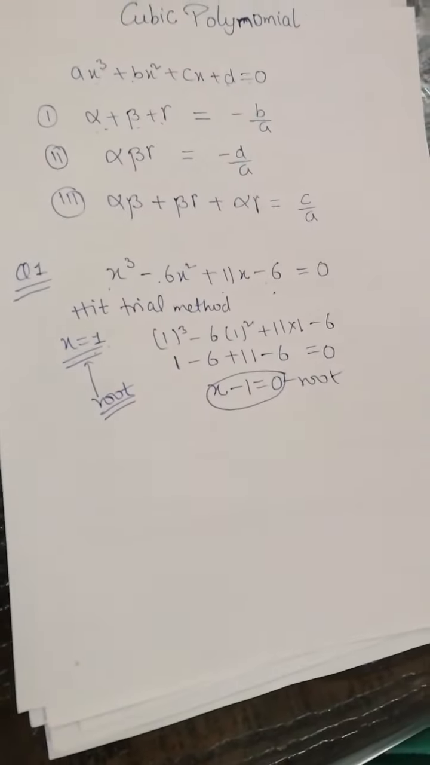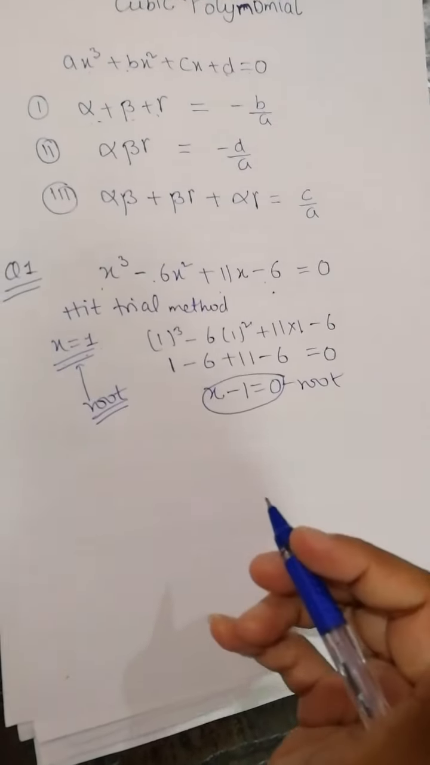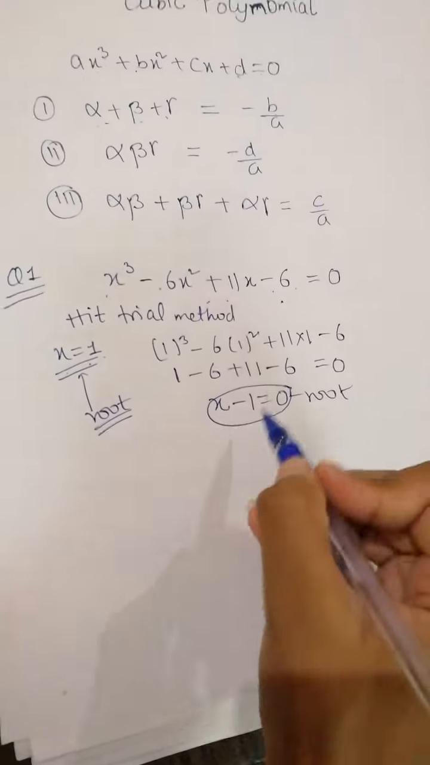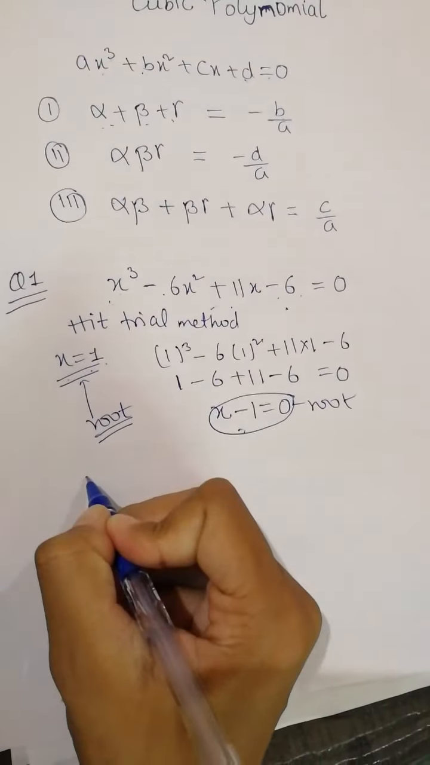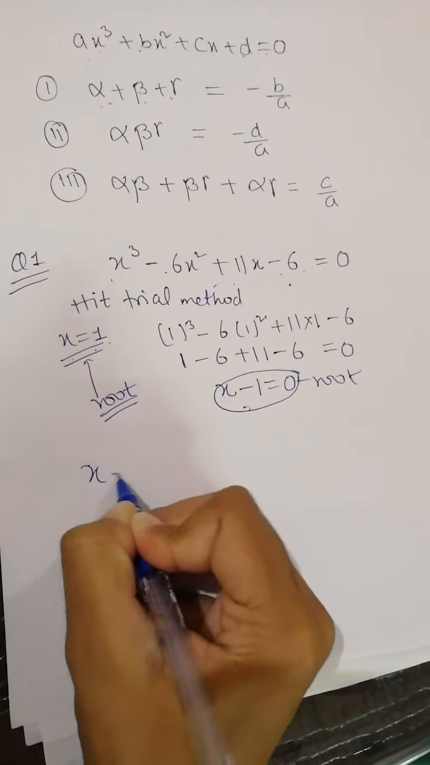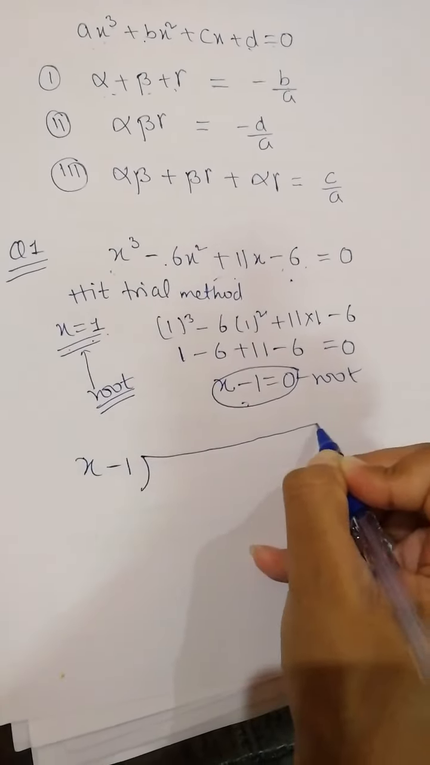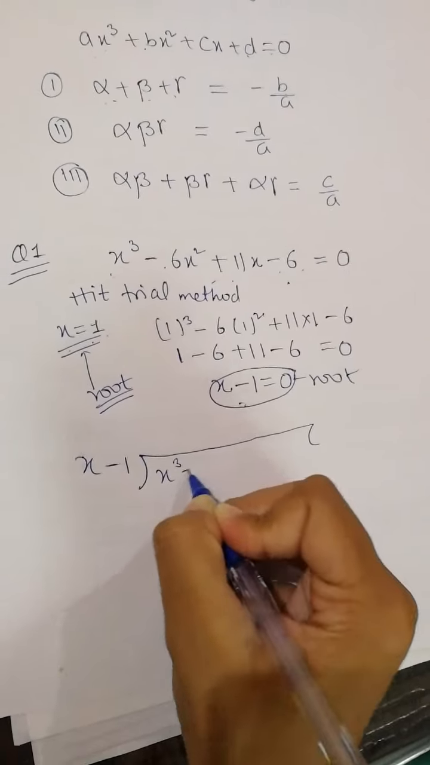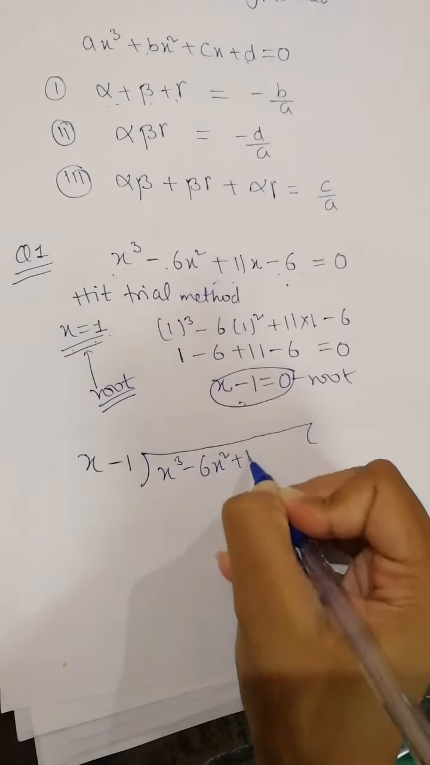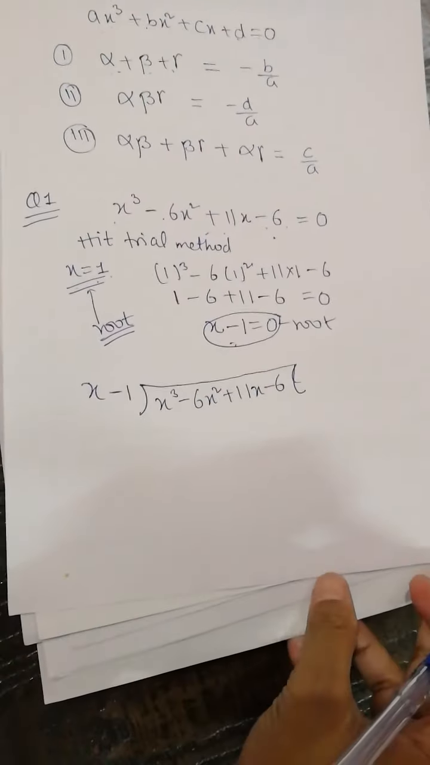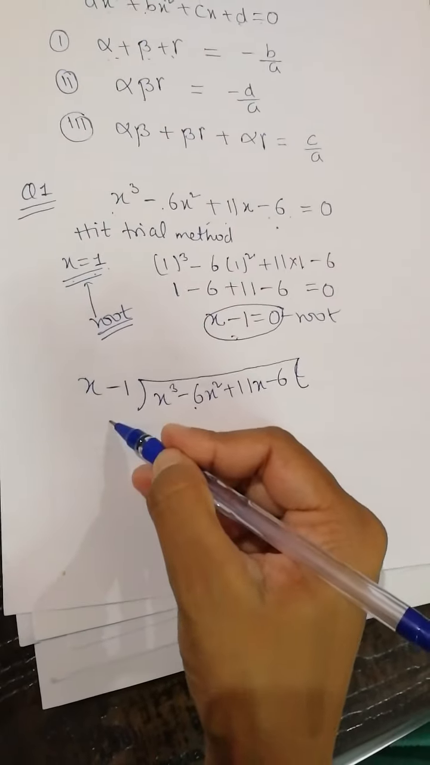Then I'll apply the division algorithm. The division algorithm means I'll divide this whole equation by this factor. So I'll write x minus 1 here, and then write x cube minus 6x square plus 11x minus 6. So now I have to divide this equation by x minus 1.